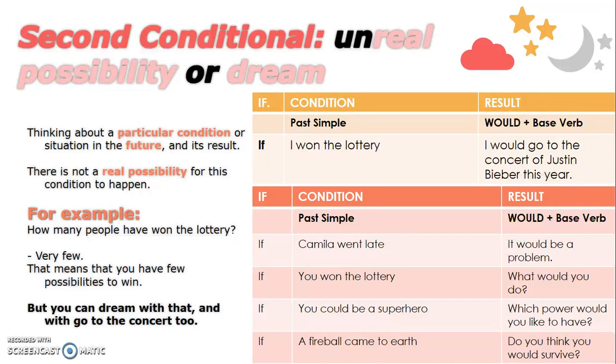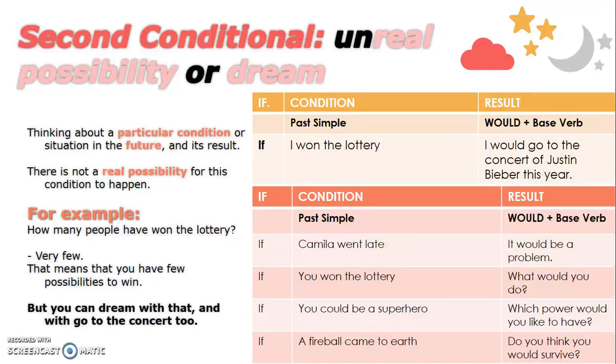There is not a real possibility for this condition to happen. It's not possible to happen. So, how many people have won the lottery? Very few. That means that you have few possibilities to win, but you can dream about that and go to the concert too. So, let's analyze the phrase.